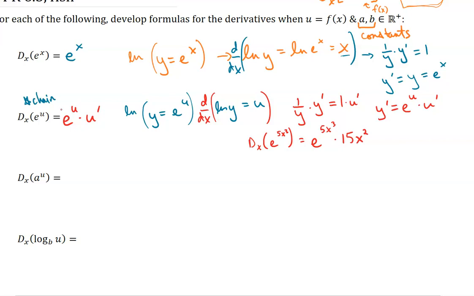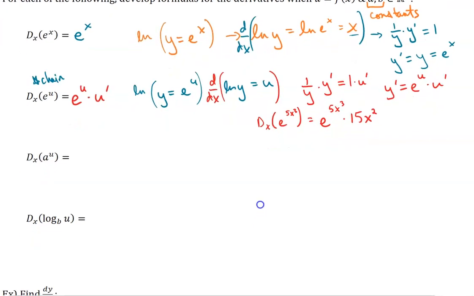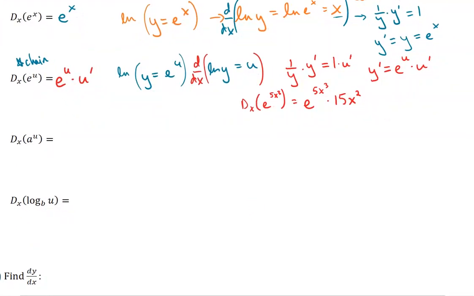Okay, next one, again, expanding a little bit more. Here, we have an exponential function again, but instead of a base of e, we have a base of a, all right? A is any constant, any positive constant, okay? And u is still an expression in terms of x. So, writing my function logarithmically here, okay? So we start with y equals a to the u, and then we take the natural log of the whole thing, so we get the natural log of y is equal to the natural log of a to the u, okay?